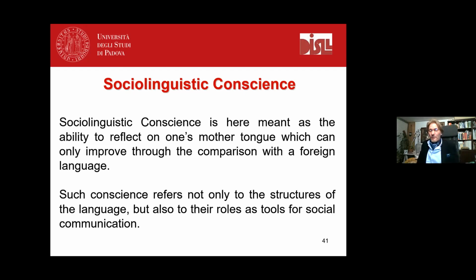I think this is an experience we've all had in our lives. When we started studying a foreign language and we started understanding more of the structure of that language, we became more aware of the features of our own language. So sociolinguistic consciousness mainly relates to one's mother tongue, but it can improve through the comparison with a foreign language. This is my point here. Such consciousness refers not only to the structures of the language, but also to their roles as tools for social communication. To put it more scientifically, we may say that sociolinguistic consciousness deals with both the micro sociolinguistic side of the language and the macro sociolinguistic side of it.